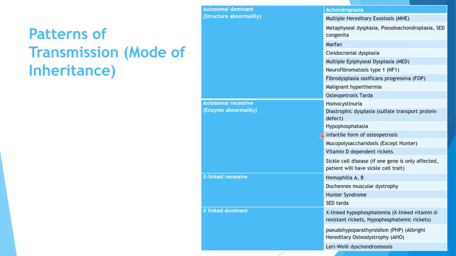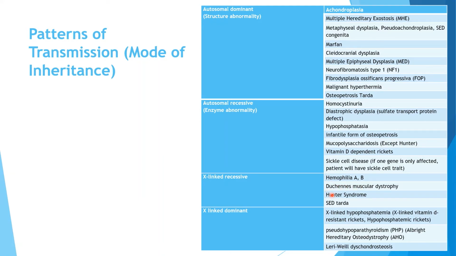Mucopolysaccharidosis, except the Hunters, are all autosomal recessive. Vitamin D dependent rickets, dependent, not resistant, is autosomal recessive. Sickle cell disease is autosomal recessive, and if you have one gene, it will be called a sickle cell trait. X-linked recessive, like hemophilia A and B, of course affect the joints. They cause repeated bleeding, which can cause arthropathy.